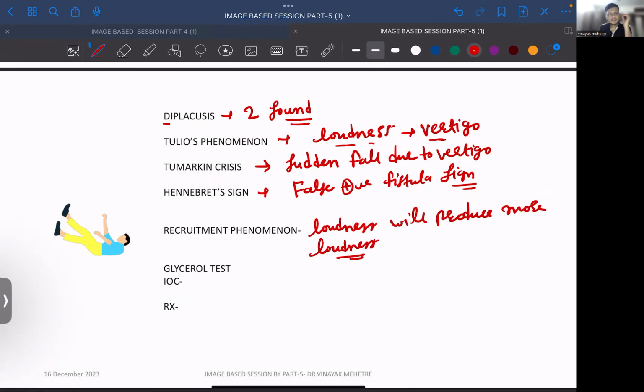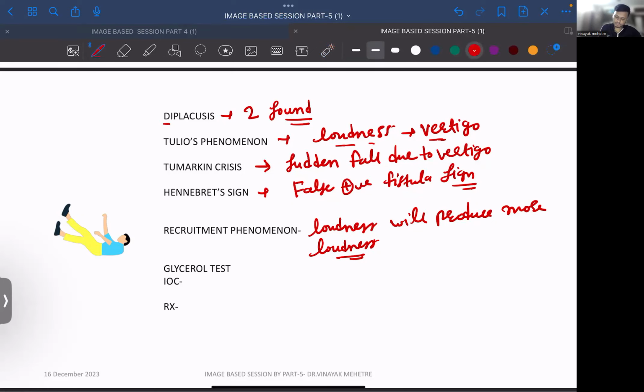What does this mean? Loud sound will create an even louder sound in the ear. So this patient will have vertigo again and again. Reason: loudness keeps increasing, so vertigo will also increase, until the patient falls.